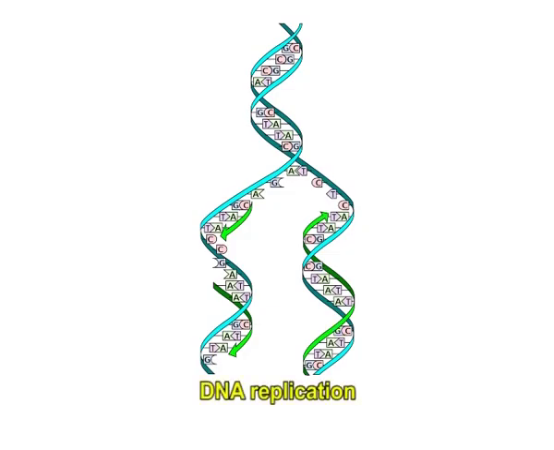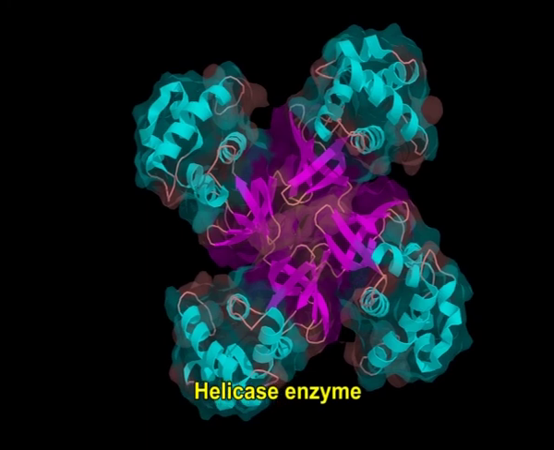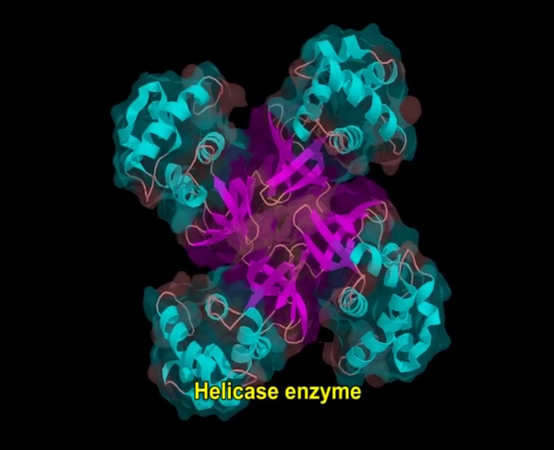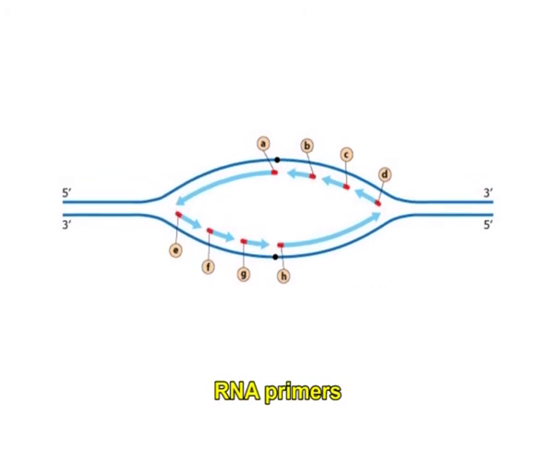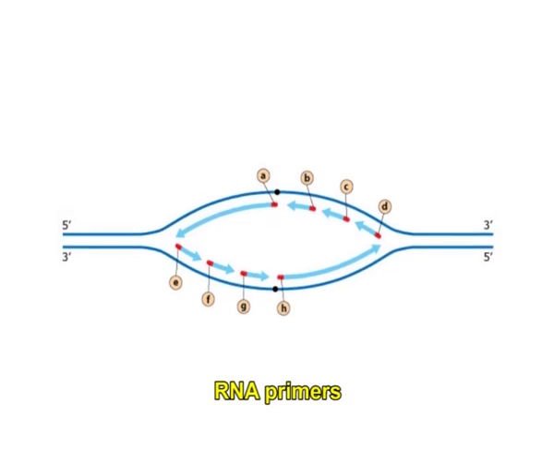The process of developing two identical copies from one original DNA molecule is known as DNA replication. The enzymes that take part in the DNA replication process are helicase, primase, DNA polymerase 1, 2 and 3, ligase, telomerase, nuclease, topoisomerase, single strand binding proteins, DNA gyrase and primase. The main function of the helicase enzyme is to unwind the DNA. Primase is an enzyme which is involved in the DNA replication process by catalyzing the synthesis of an RNA primer.